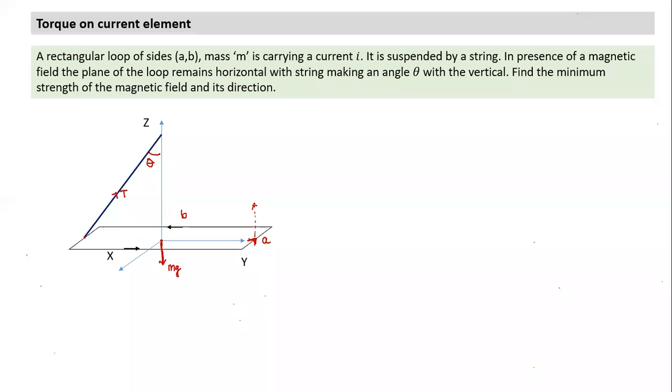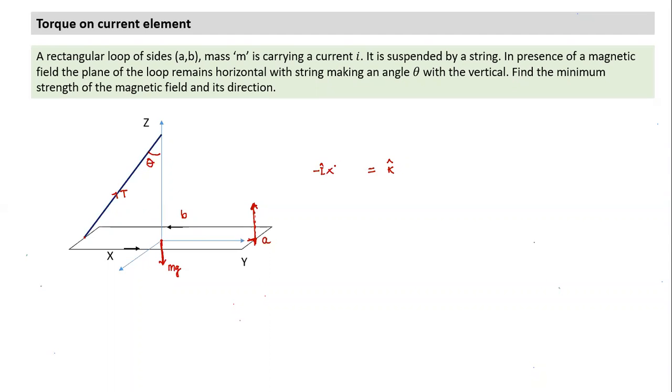If force is acting upward, what must be the direction of magnetic field so that it creates a force on this element in the upward direction? What is the L vector here? L vector is along minus I cap. Multiply with the direction of the field, and this is leading to a force along K cap direction.